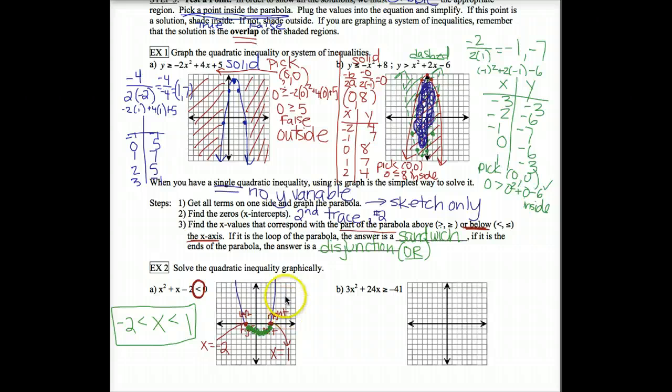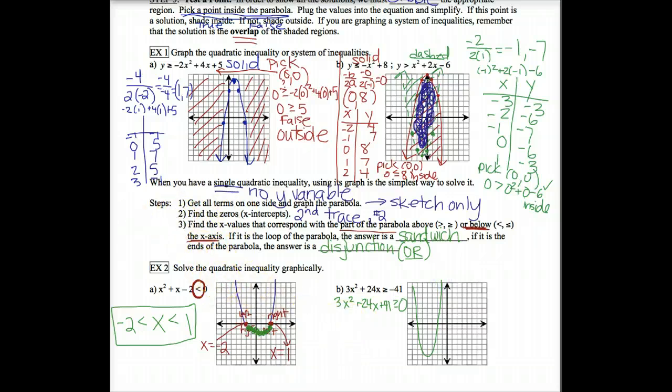All right, let's try this one more time to make sure you've got it. So first step, get all terms to one side and graph the parabola. So that means I need to add the 41 over. So I've got 3x squared plus 24x plus 41 is greater than or equal to 0. And again, I'm just using my graphing calculator. You don't need to find the vertex here. This is just going to be a rough sketch. So when I graph it, I get something that looks sort of like this.